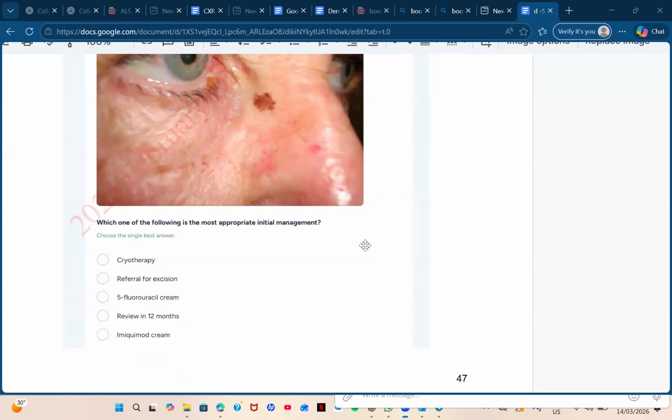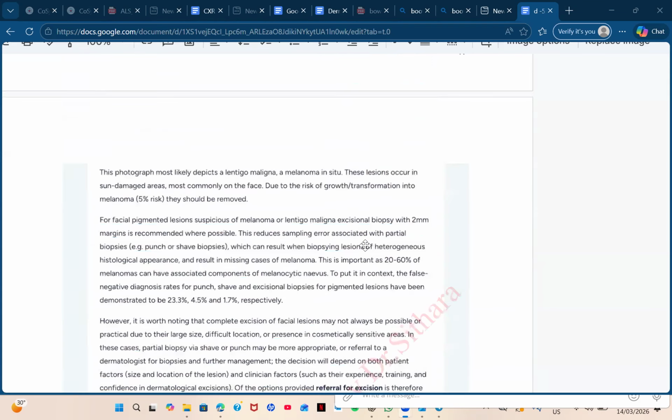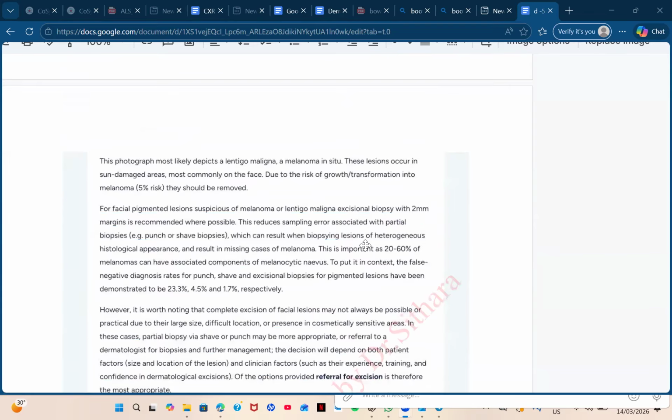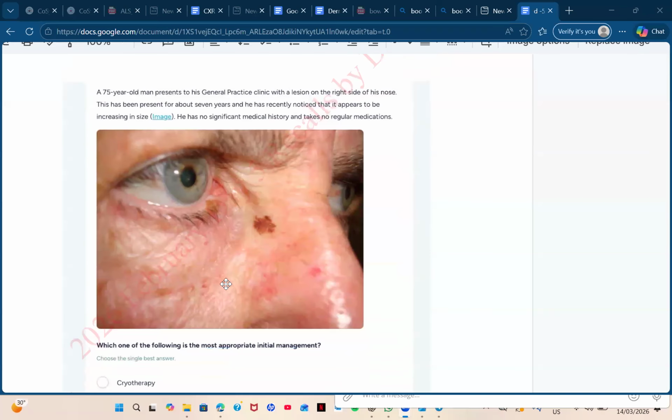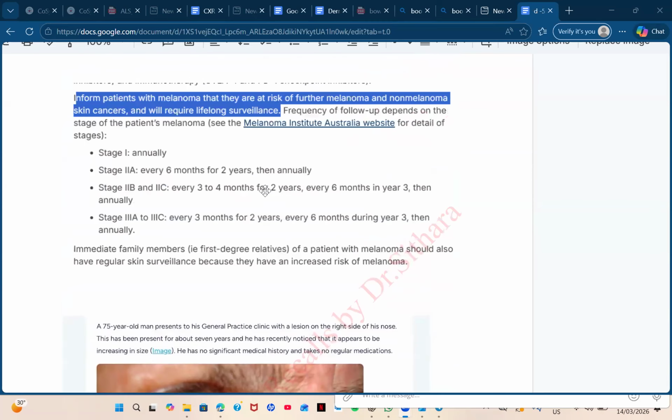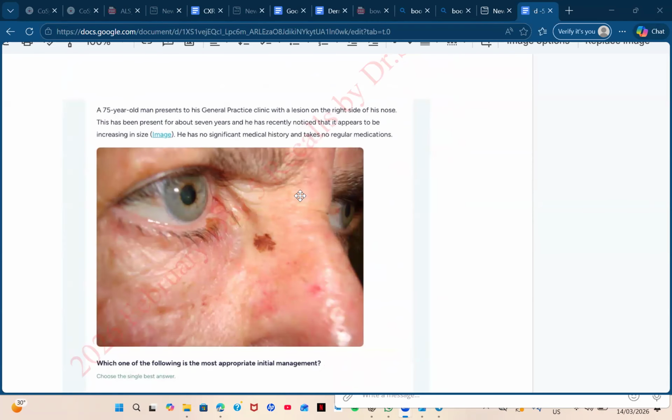Yeah, here we have to refer for the excision, right, doctors? Here, among the options provided, refer for the excision is therefore the most appropriate, right? Hope you understand. I have attached here the three types of question they can ask. Here, one type: it's becoming malignant, right? Because of the increasing size.